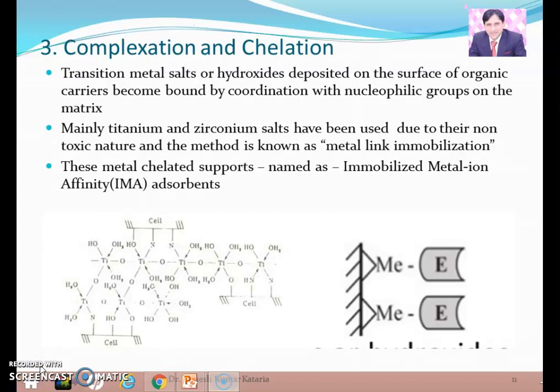The third method of immobilization on the surface is complexation and chelation. Here, metals like titanium and zirconium are used, which leads to metal link immobilization. Transition metals are better used as complexation and chelation agents because they are non-toxic and no longer have their specific reactivity. This is another method to immobilize enzyme on the surface. This figure illustrates how titanium and zirconium are attached and how they can further attach enzyme to them.